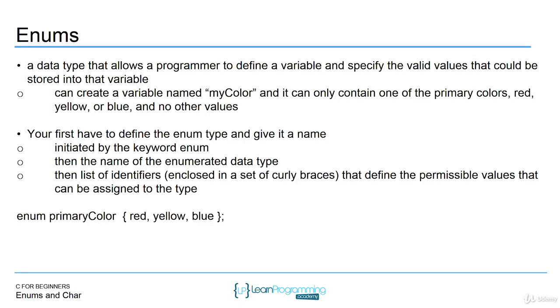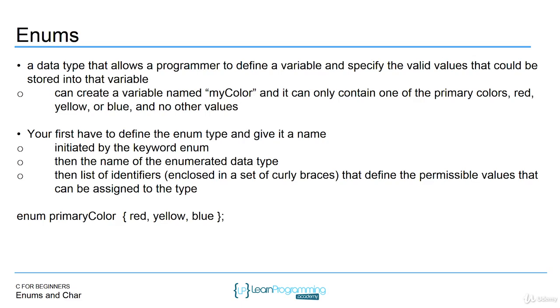So let's see this in action. Here, I'm defining an enum type called primaryColor. I have the enum keyword, and then the name of my enum, which is primaryColor, and then I'm defining all the valid values for that type. You'll see that they're enclosed inside curly braces, the left curly brace and the right curly brace. In this case, we have an enum named primaryColor that can only hold values of red, yellow, and blue. And it can't store anything else.